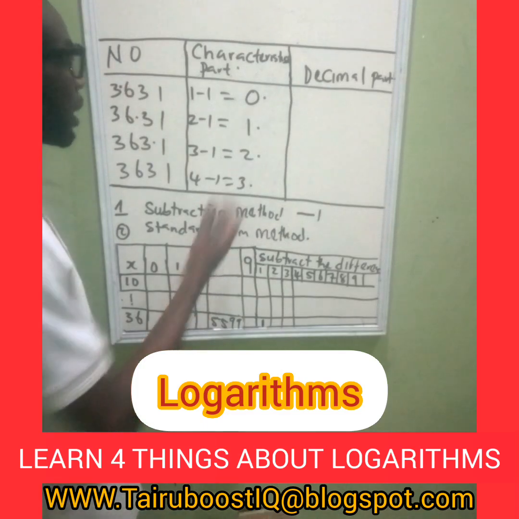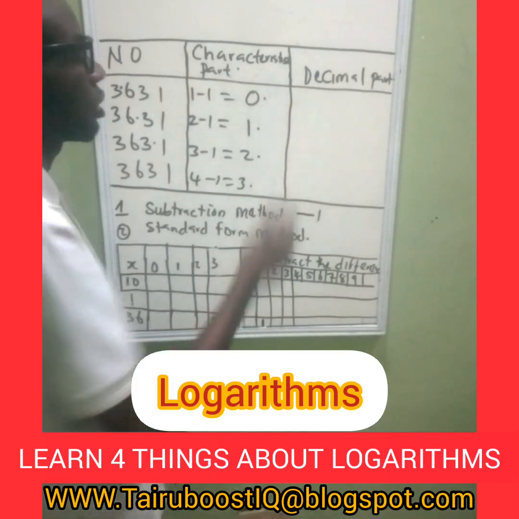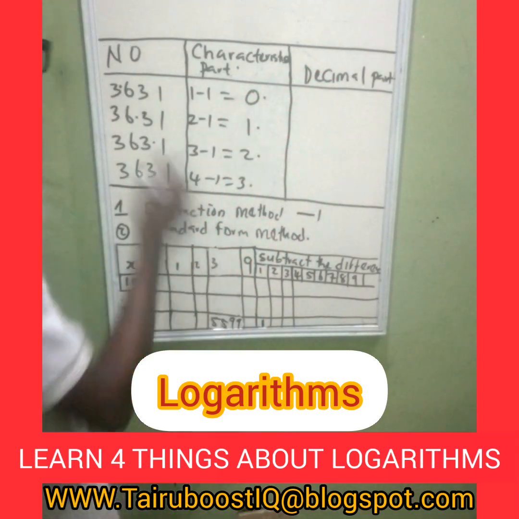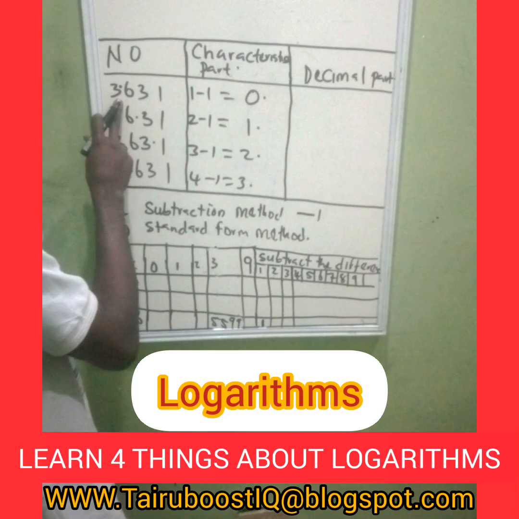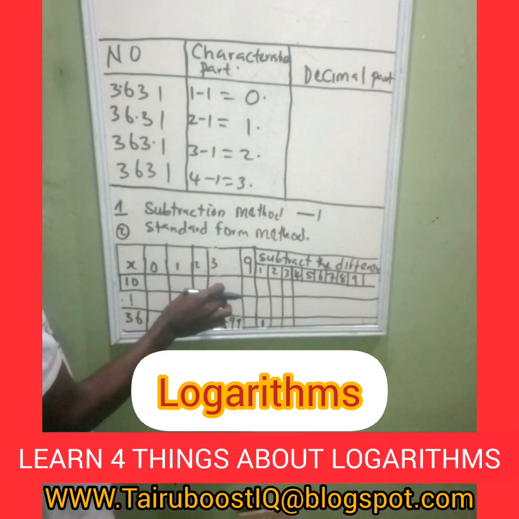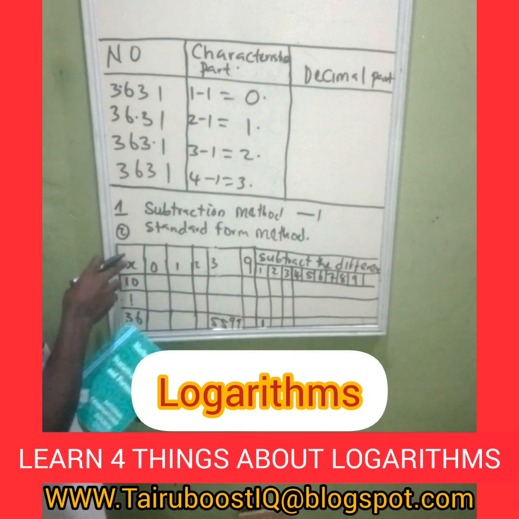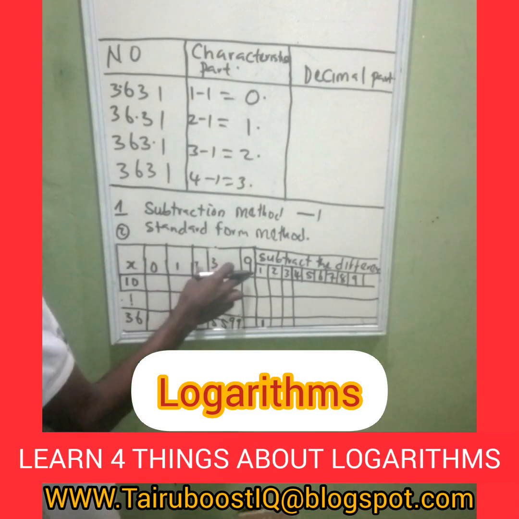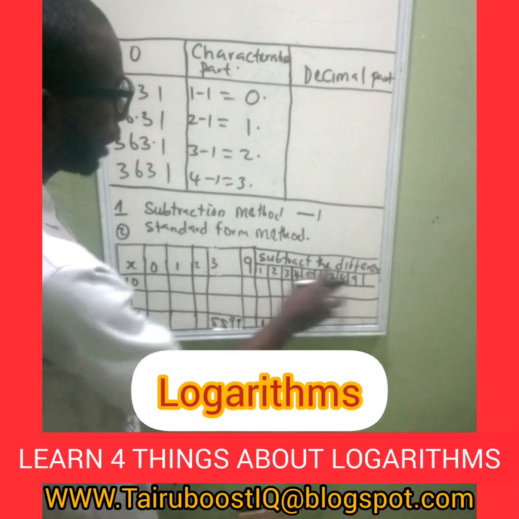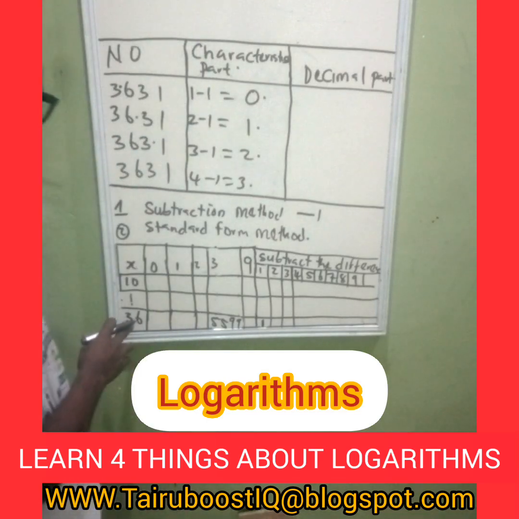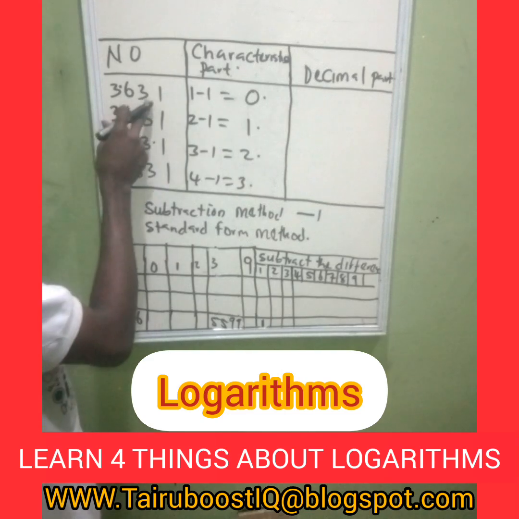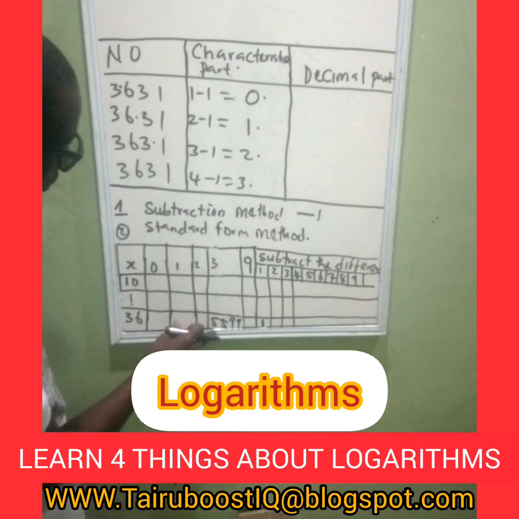Now, how can we get our decimal part? The decimal part is gotten using the four-figure table. And what are we going to do? We are going to read 36 under 3 difference 1. I have skeletonized the four-figure table. On the four-figure table you see x here, which ranges from 0 to 9. Then you also see the difference, which starts from 1 to 9. On that four-figure table, it starts from 10, go to where you can see 36. 36 under 3 will give us 5599.